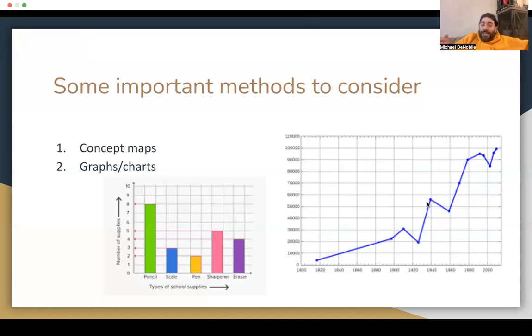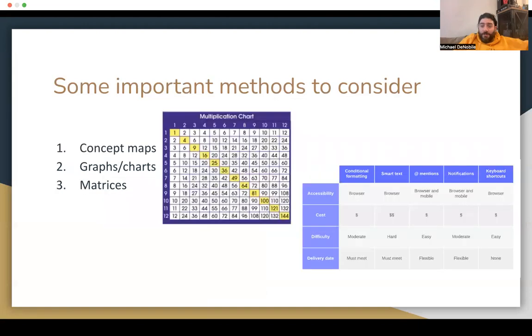Point here is this: they can self-assess and see, am I learning my vocabulary? Simply by mapping it out on a line chart. It's just another way for them to self-assess their mastery of the standards. Matrices are another thing that we can use. One of the matrices that a lot of us have encountered is the multiplication table.